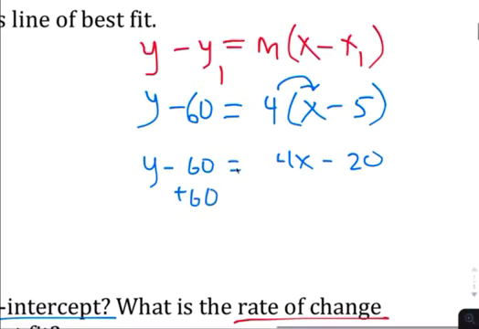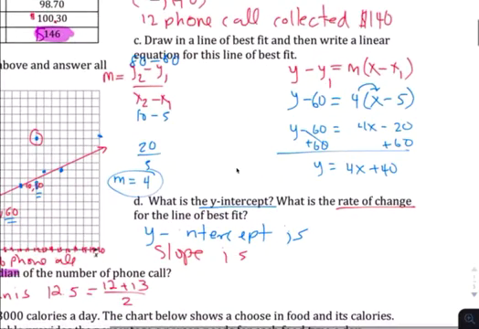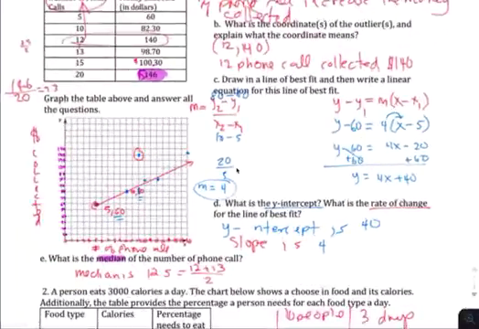Add 60, and then y equals 4x plus 40. So here your y-intercept is 40, and your slope is 4 over 1, or just 4.